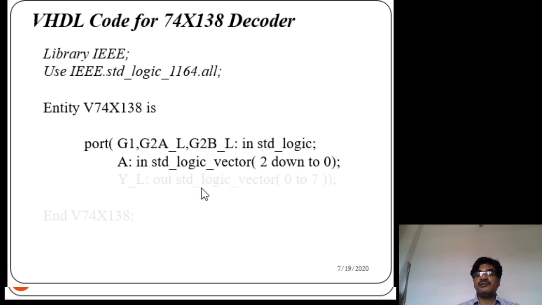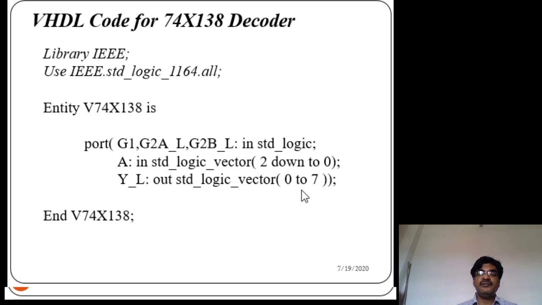Then with reference to output, actually we have 8 outputs. Instead of 8 object declarations, I am declaring only one object, that is y underscore L, but it is declared in the form of an array consisting of 8 locations, like standard logic vector 0 to 7. Then end entity name. Very clear? This is the entity declaration for the 3 to 8 decoder.